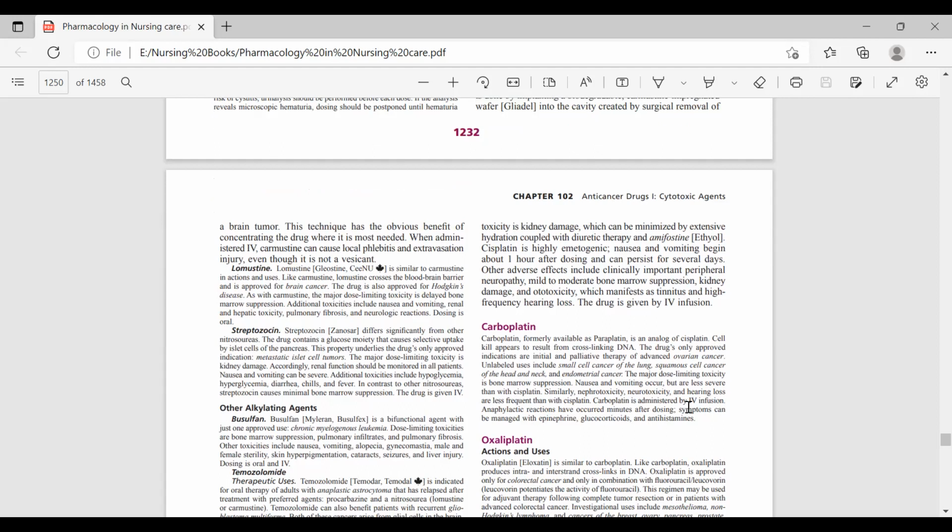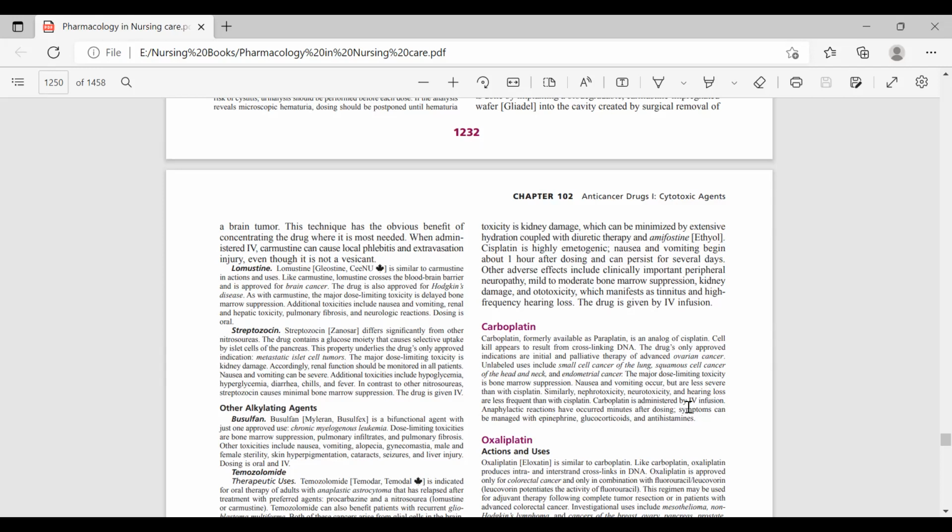Another drug, lomustine, is very similar to carmustine, and its action and uses are very similar. It is approved for brain cancer because it crosses the blood-brain barrier. Another approved indication is Hodgkin disease. Dose limiting toxicity is again bone marrow suppression, and nausea and vomiting, while hepatic toxicity, pulmonary fibrosis, and neurologic effects are also observed. The dosing is oral.